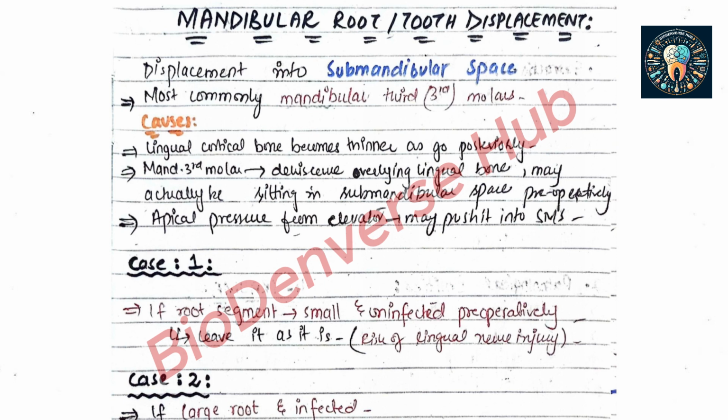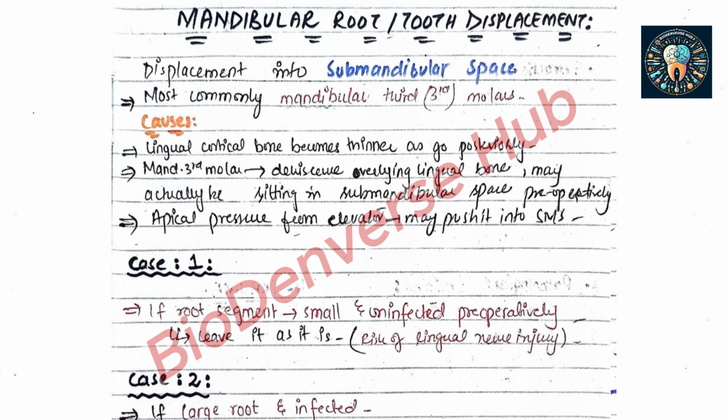Then, in the mandibular third molar, there may be a dehiscence overlying the lingual bone, and it may actually be sitting in the submandibular space preoperatively. And if you have not made a careful assessment and examination, it is very obvious that displacement of the root or the tooth could occur into the submandibular space.